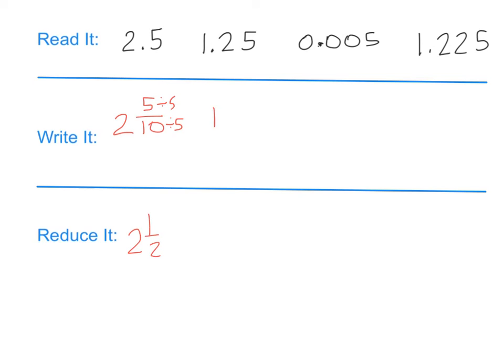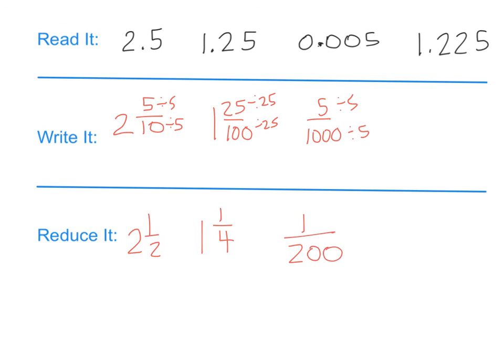The next one is read 1 and 25/100. Those both divide by 25 to give me 1 and 1/4. The third one is read 5/1000. Those will both divide by 5, and that will give me 1 over 200.